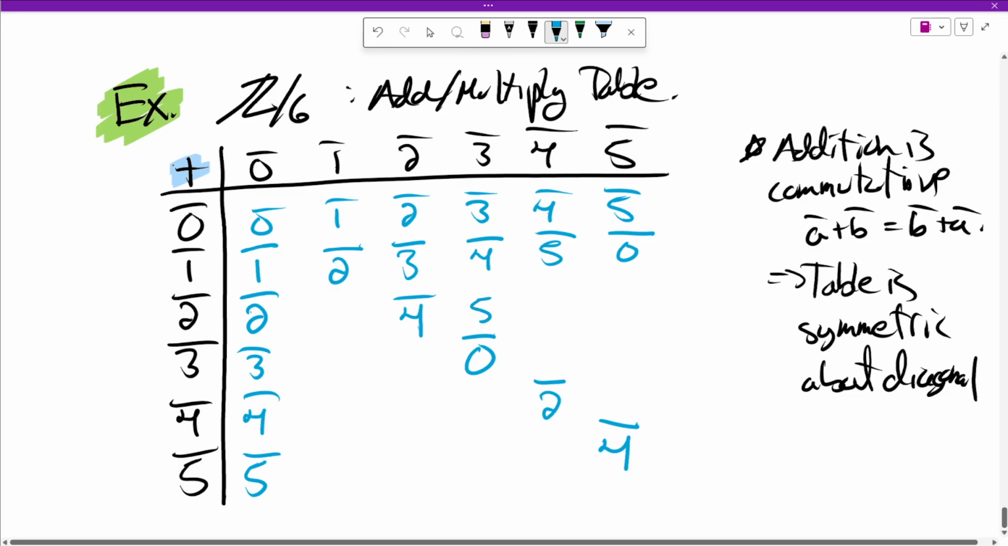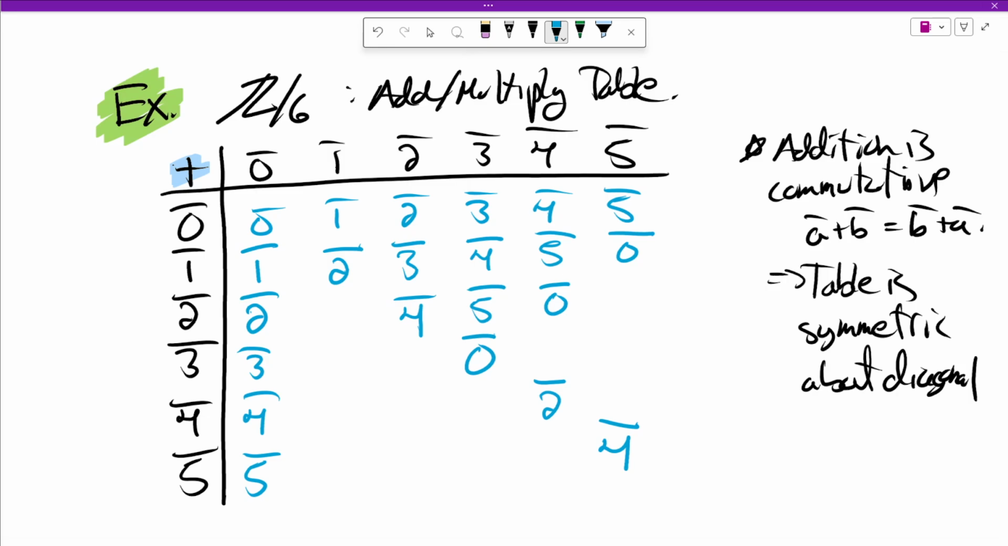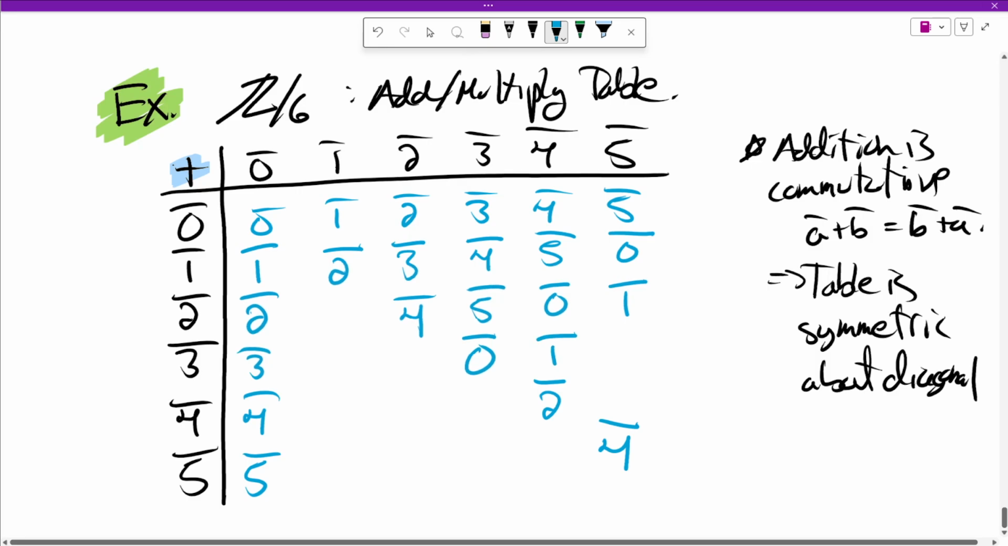2 plus 3 is 5. We're seeing a pattern here now, right? So you just increment by 1. 2 plus 4 is 6, and 6 mod 6 is 0. 2 plus 5 is 7. 7 mod 6 is 1. And then we can just sort of fill in these.